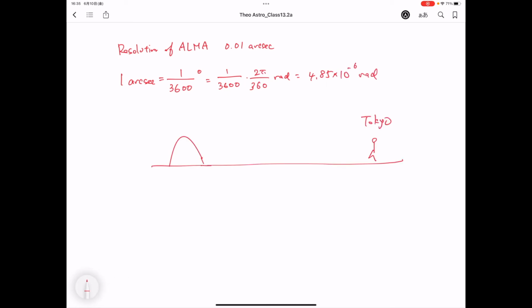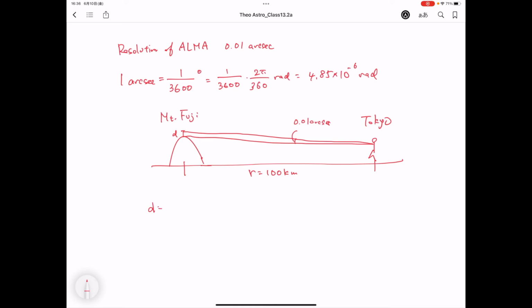The highest mountain in Japan is Mount Fuji. The distance between Tokyo and Fuji, R, is about 100 kilometers. Then we'd like to find out the size of an object on the top of Mount Fuji when you observe such an object from Tokyo. This angle is 0.01 arcsecond. Then we'd like to find the size of this object, d.